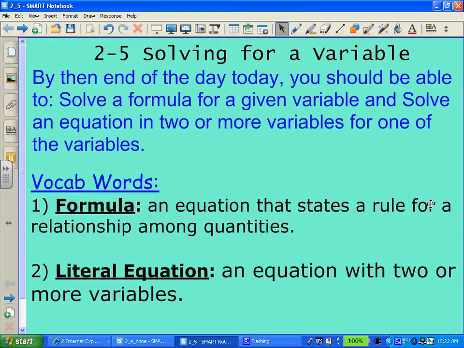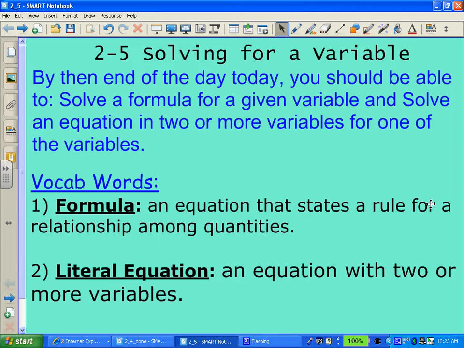Now, this is the last section we're going to be doing before we take the Chapter 2 Part 1 test. In this section we are going to learn how to solve for a certain variable, and usually the equations will have more than one variable in them. Now, just a word of caution. The steps in this section are very similar to all the steps we've been following in all the other sections.